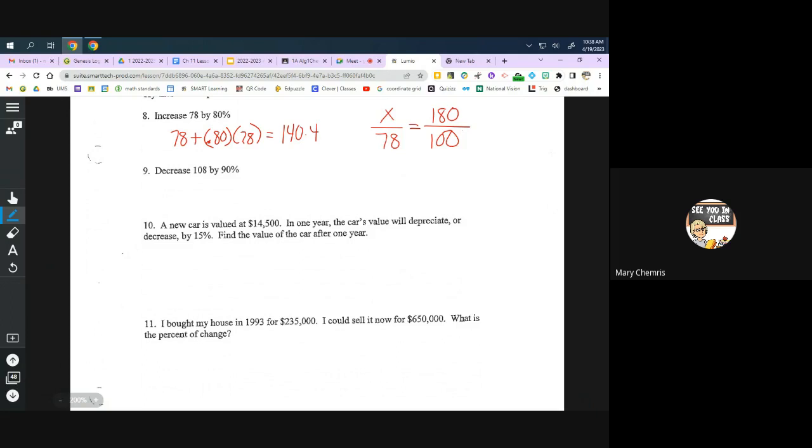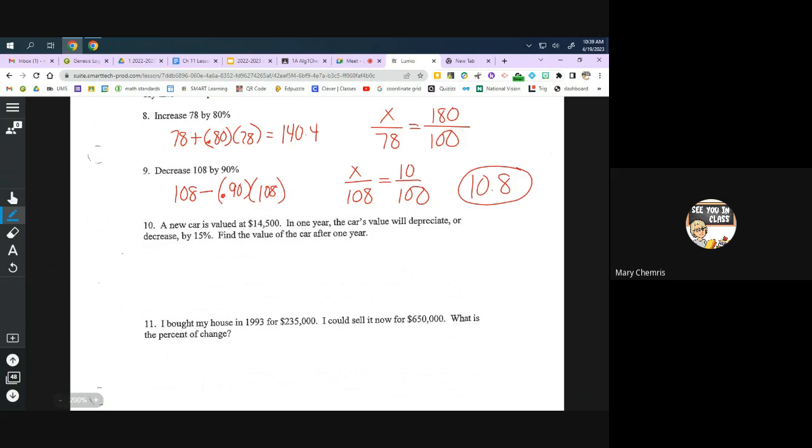Now, number 9, decrease 108 by 90%. So I take 108 and I subtract 90% of 108. Or if I subtract 90%, I'm really looking for what's 10% of 108. And regardless of how you do it, the answer is 10.8. The final answer is 10.8.